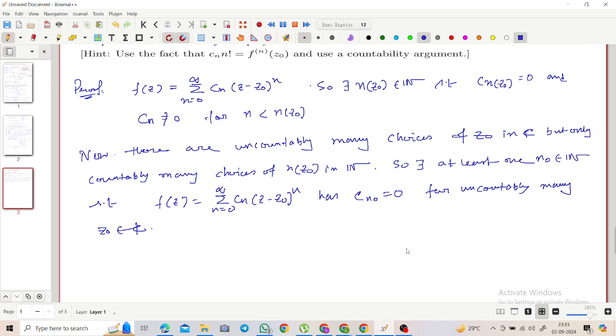Whatever. Is the argument clear? Because if for each n0 the choices of z0 are countable, then C becomes a countable union of countable sets. So for at least one n0, the choices of z0 should be uncountable.